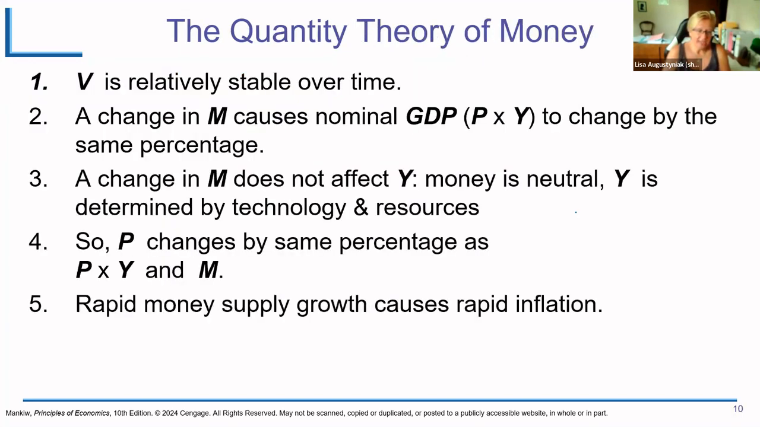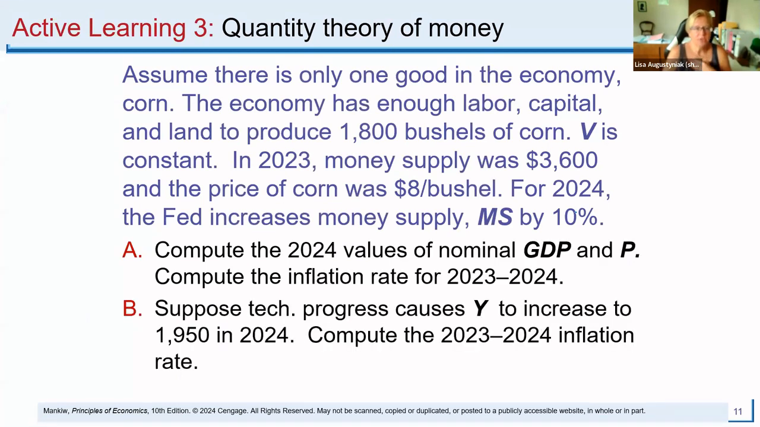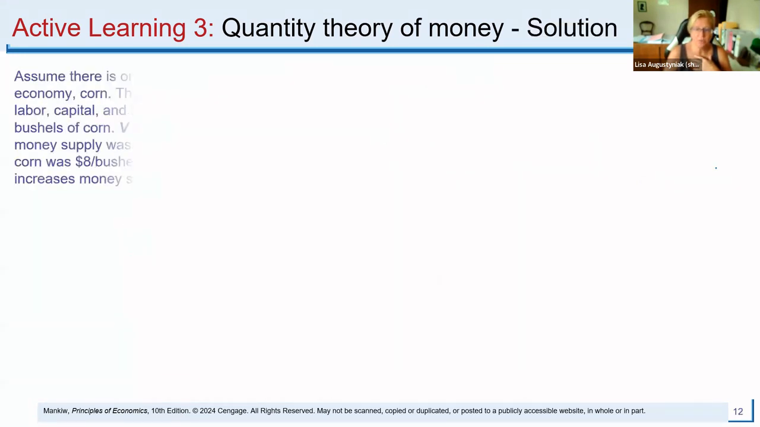So let's go ahead and look at an example here. Here's our problem. The economy has enough land, labor, and capital to produce 800 bushels of corn. Velocity is relatively constant. In 2023, the money supply was 3,600 and the price of corn was $8 a bushel. Then the Fed is going to increase the money supply in the following year, 2024, by 10%. So right now we want to be thinking that the price level times real GDP has to equal velocity times the money supply. If we're increasing the money supply by 10% on this side, then something has got to increase over here. The first part says, compute the 2024 values of nominal GDP and price, and then the inflation rate. They're holding real GDP constant, so hopefully you can see right away that the price level should increase 10%. Let's jump to the next slide and work this one out.